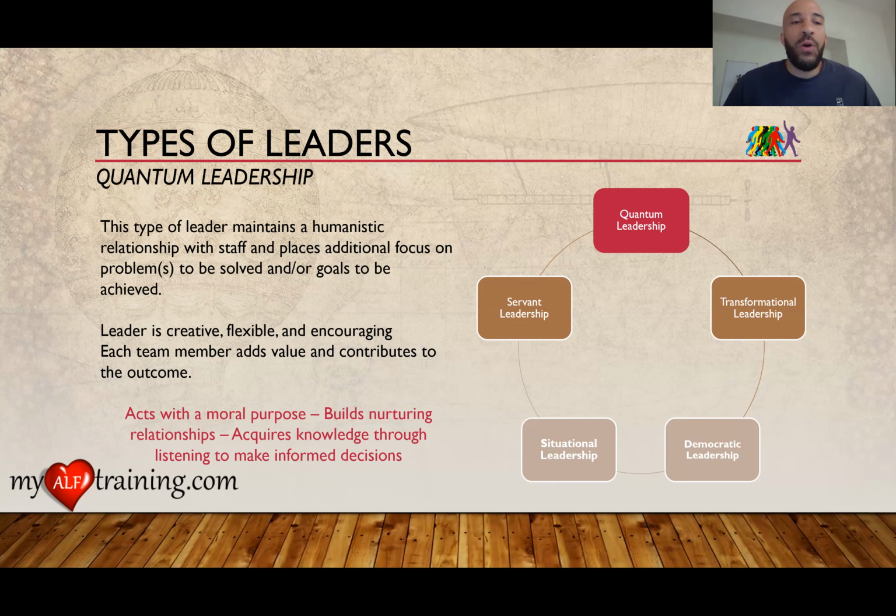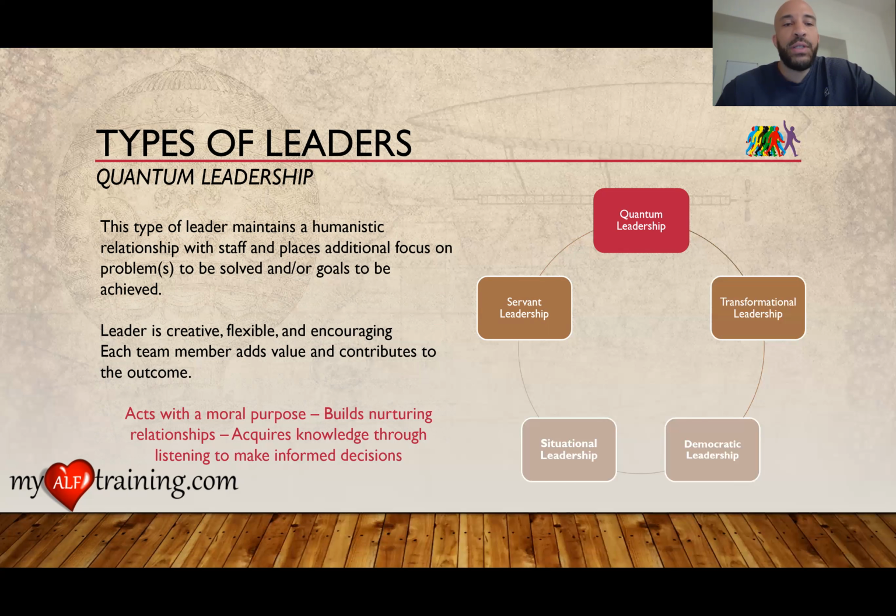This type of leadership is also a type of humanitarian, but it's more humanistic, and they maintain a humanistic relationship with the staff, but they are more focused on the goals and problems. So they want to solve the problems in order to reach the goals. They want to just keep solving problems in order to reach the goals that need to be reached. So they're a little bit more goal oriented, whereas the servant leader seemed a little bit more person centered, really wanted to know what the problem was on a personal level with the team members.